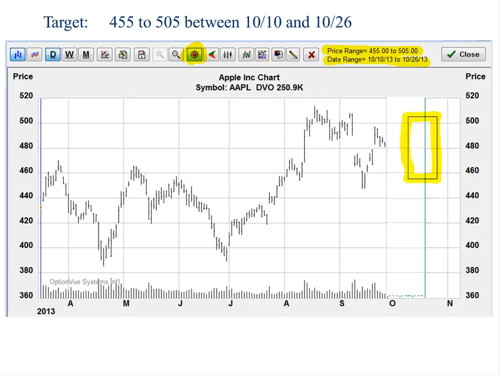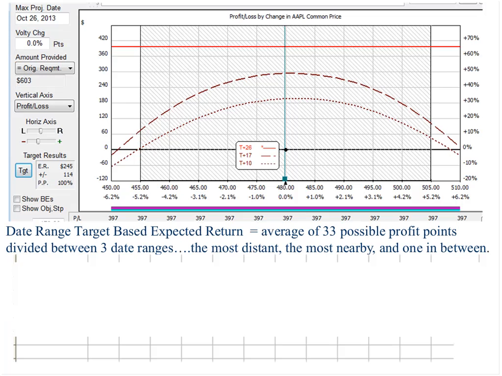Now, how do we calculate expected return when you have a completed box like this? We're starting out 10 days in the future at T plus 10. That's this little line here, T plus 17, T plus 26. T plus 26 is the one out here. Here's what we do. We take an average of 33 possible profit points, not just 11, but 33 divided between those 3 date ranges: the most distant date, the most nearby date, and also one in between.